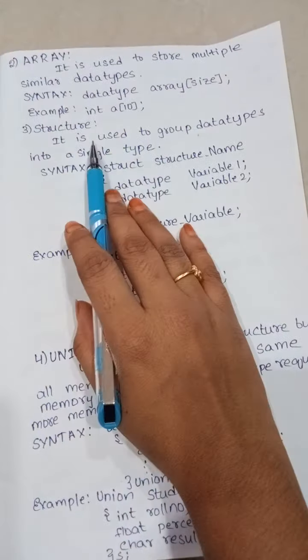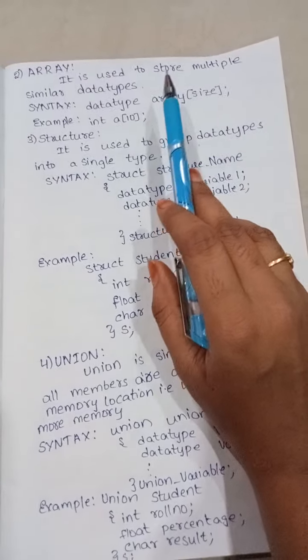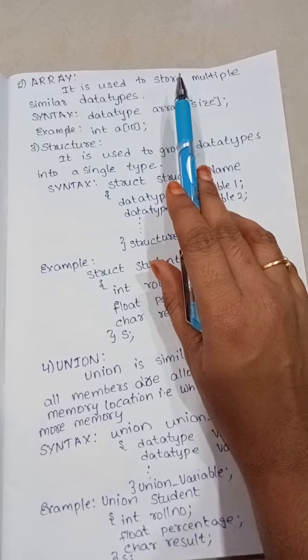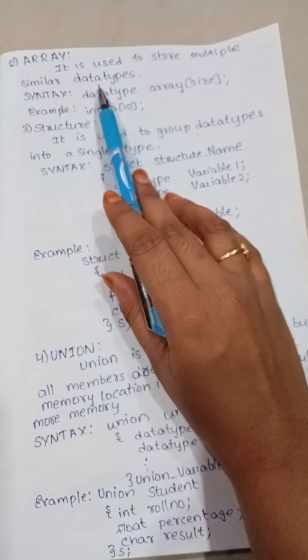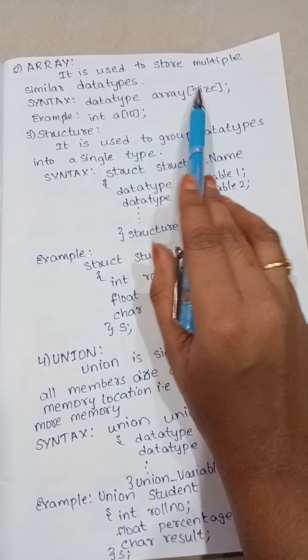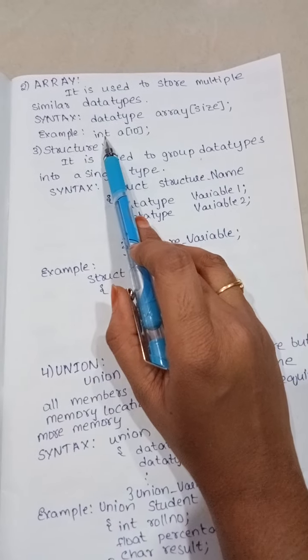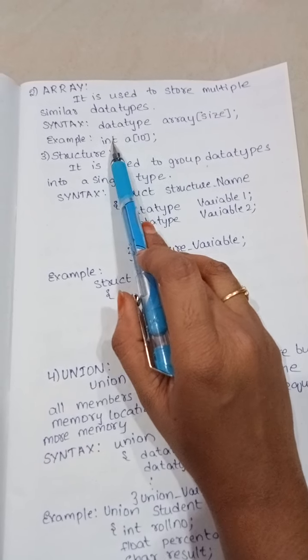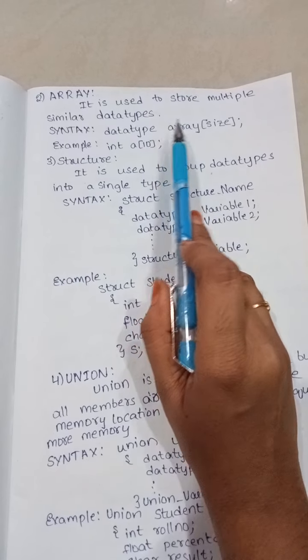And second one is array. It is used to store multiple similar data types. An example is an egg shelf. Here we have a number of eggs in one shelf. The syntax is data type, array name, and size of the array. For example, here we are going to declare an integer array, int a of 10. It will store 10 integer values.